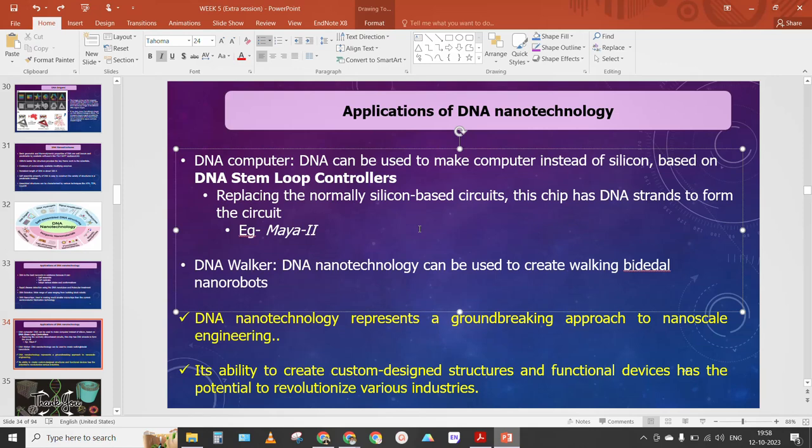Then DNA walkers. DNA nanotechnology can be used to create walking bipedal nanorobots. This is bipedal. DNA nanotechnology represents a groundbreaking approach to nanoscale engineering. Its ability to create custom designed structures and functional devices has the potential to revolutionize various industries. So this is all about DNA nanotechnology.